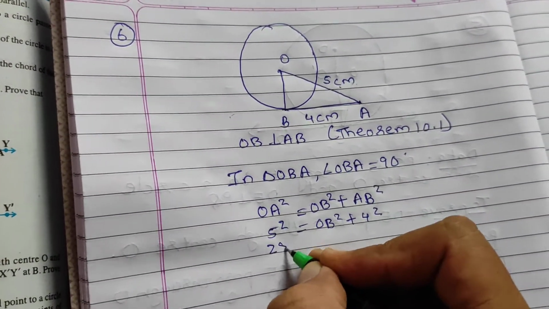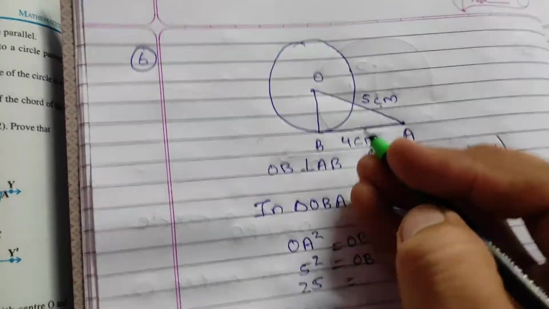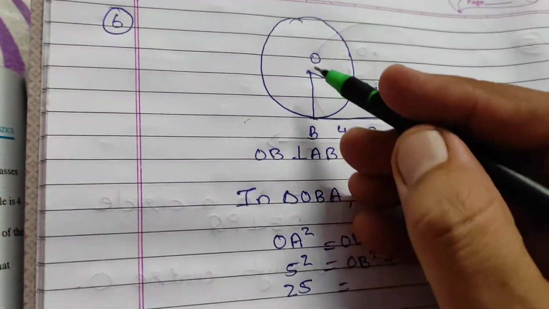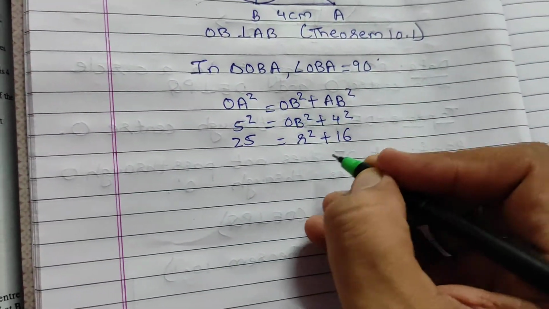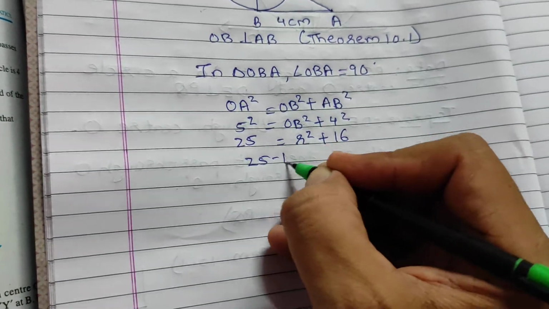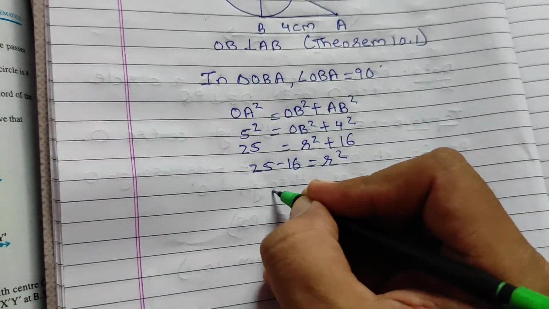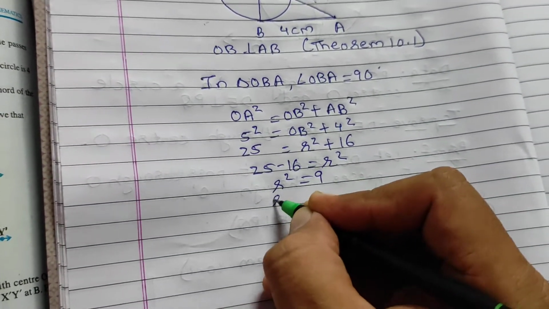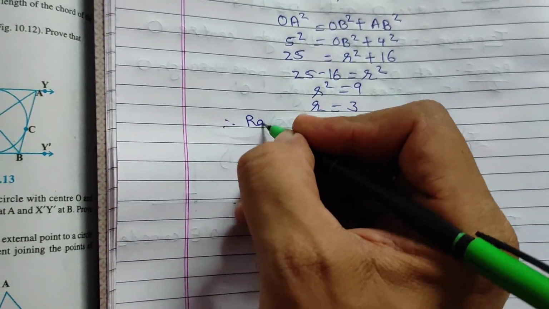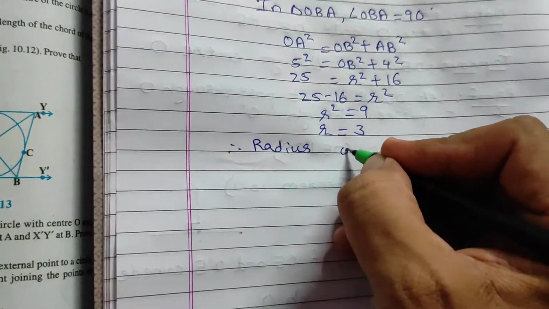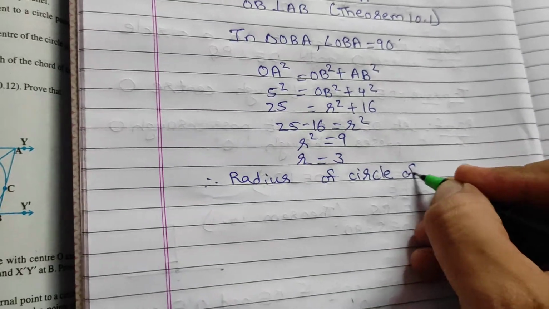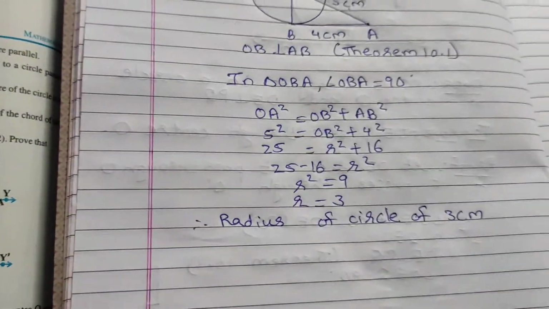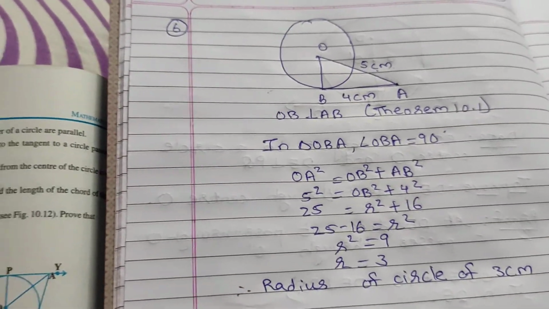So 5 square is 25. So 25 is OB. Look students, OB is radius. So I am taking OB as R. 4 square is 16. So 25 minus 16 is equal to R square. R square equal to 9. So R equal to 3. Hence, the radius of the circle is 3 centimeter. So students, this can be a 1 mark question in the exam where you need to find radius, and if you are lucky, it may also be asked in 2 marks.